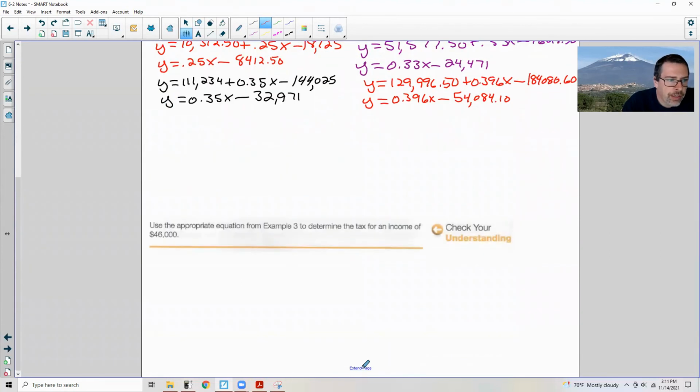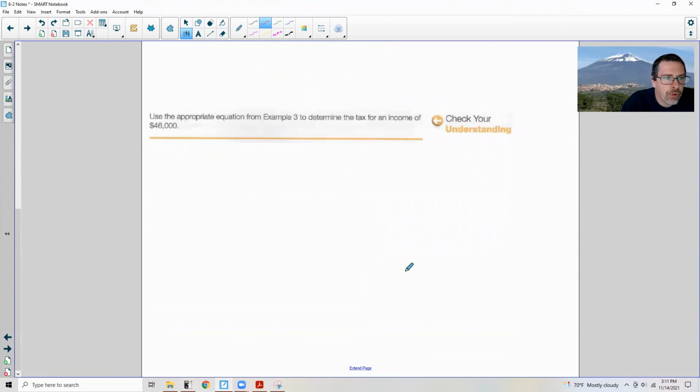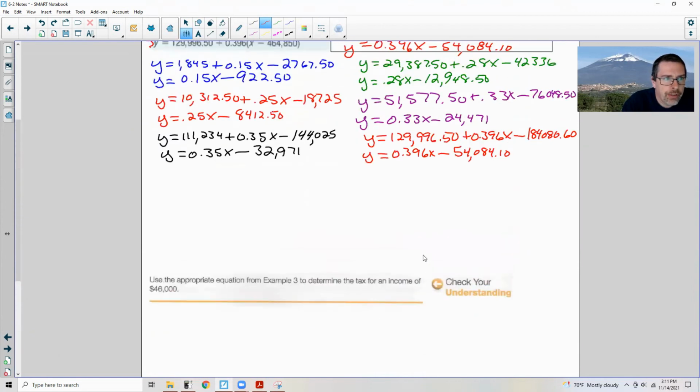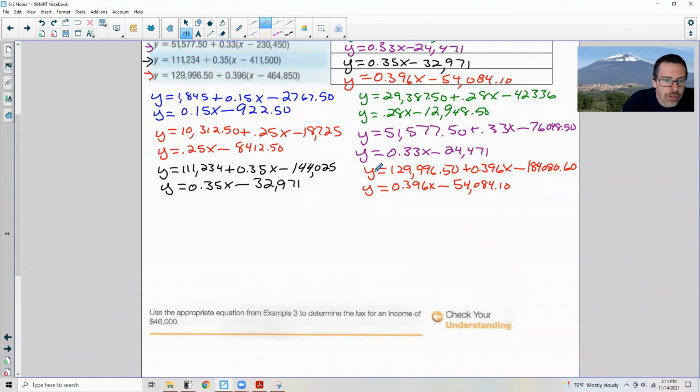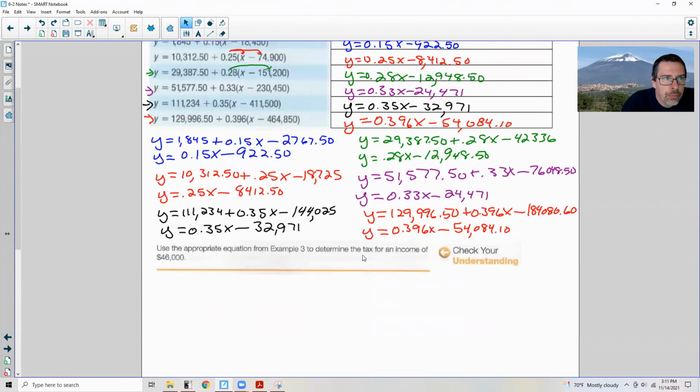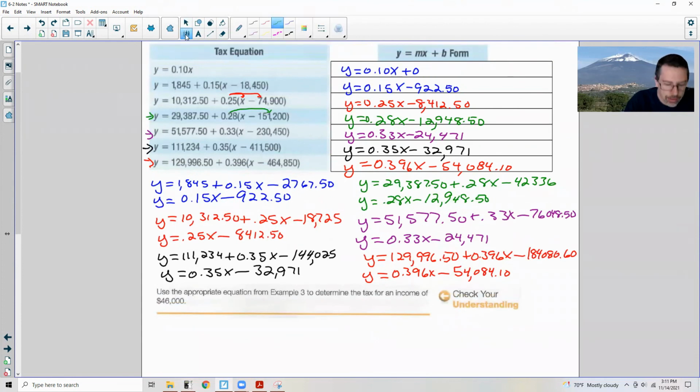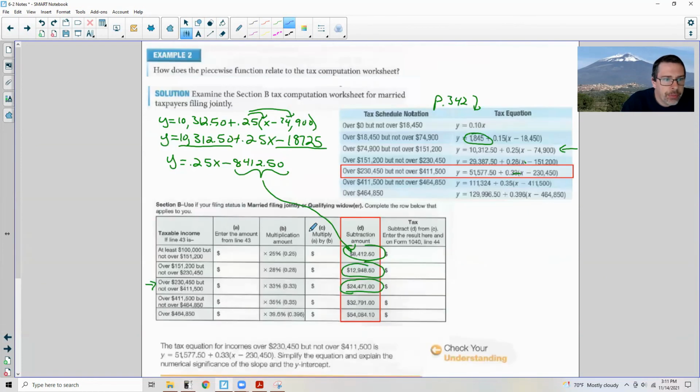Now check your understanding, pause the video, see if you can do this. It says use the appropriate equation from example 3 to determine the tax for an income of $46,000. Let me move this up so we can see our table. The first thing you want to do is determine which bracket you're in. 46,000 is over 18, but less than 74. So it's the $1,845 equation.